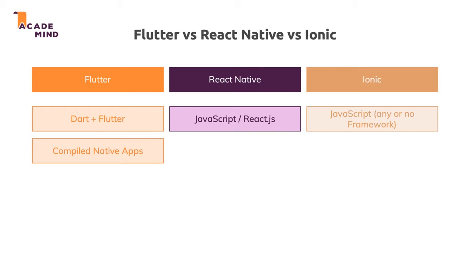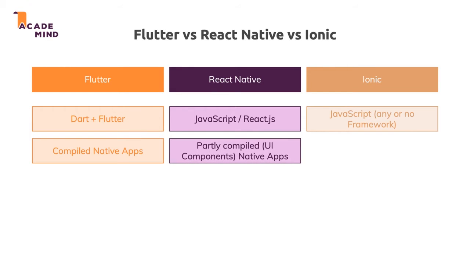Now, the result of Flutter is that you get compiled native apps, so you get real native apps compiled for the target platforms. For React Native, that's pretty much the same, but I wrote partly compiled here because the apps are compiled to native apps, but there also are parts in your JavaScript code which is actually not compiled, but which is basically enclosed in the native app and runs as JavaScript in the native app instead of as compiled code. And that's different for Flutter.